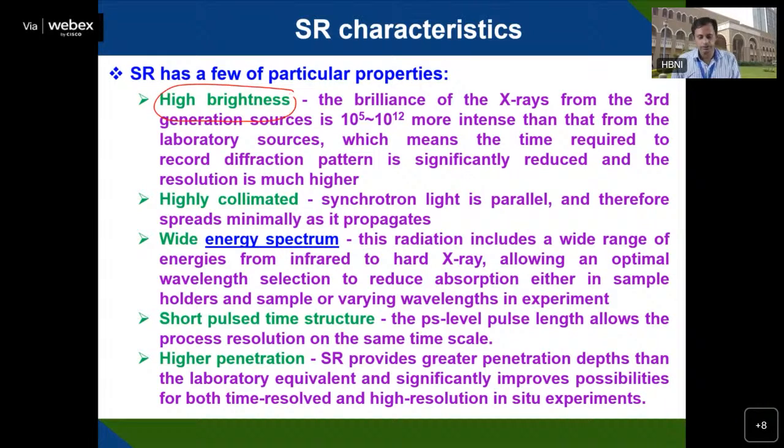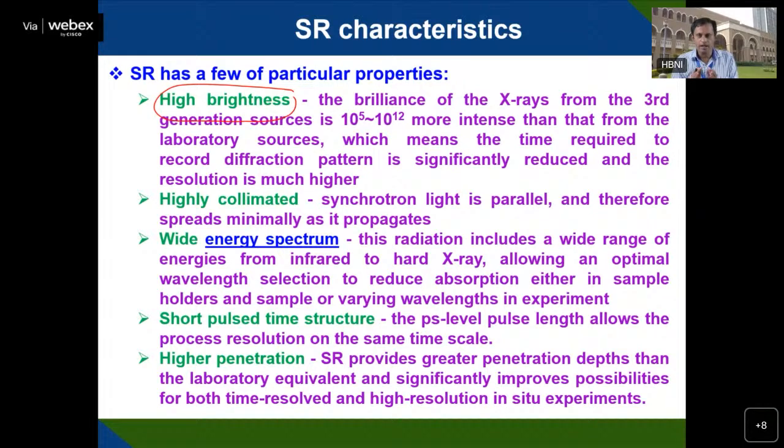In case of synchrotron radiation, the first thing is you have high brightness. Brightness means the brilliance of the X-ray from a third generation source is 10 to the power 12 to 15 times more intense than from laboratory sources. In fact, the intensity is quite high. Second, it is highly collimated. The synchrotron light is parallel, and therefore it does not spread much as it propagates. You will get highly monochromatic X-ray light.